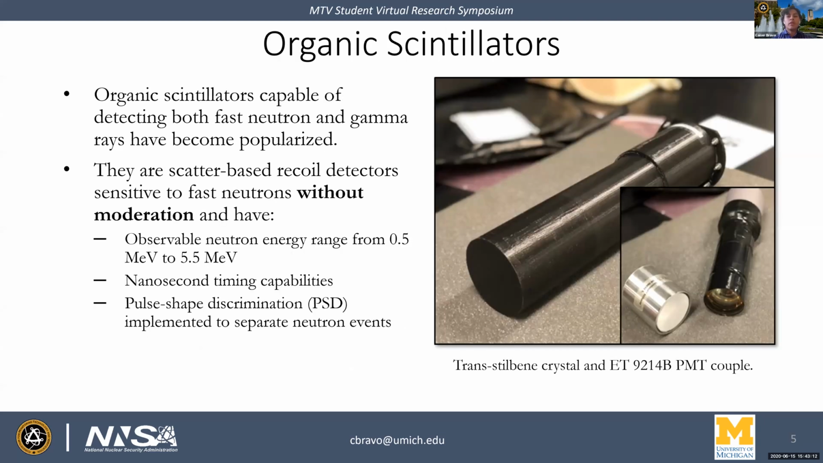The detectors used in this work are organic scintillators. Particularly, we have been using trans-stilbene crystals, as shown here on the right. We use these because they're capable of detecting both fast neutrons and gamma rays, but we're more interested in how these scatter-based recoil detectors are sensitive to fast neutrons without moderation, as has been said in many presentations before. Their wide neutron energy range is very useful, and their nanosecond timing capabilities allow us to measure things a lot faster as compared to the helium-3 systems. The pulse shape discrimination is very useful when needed to separate certain events.